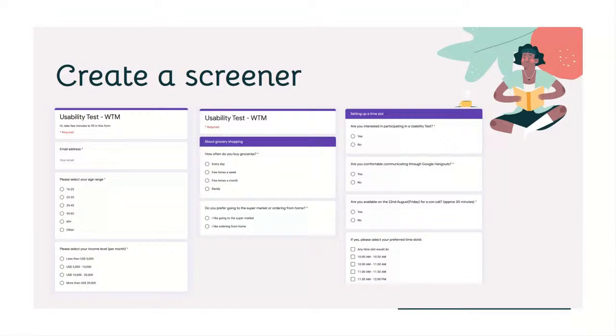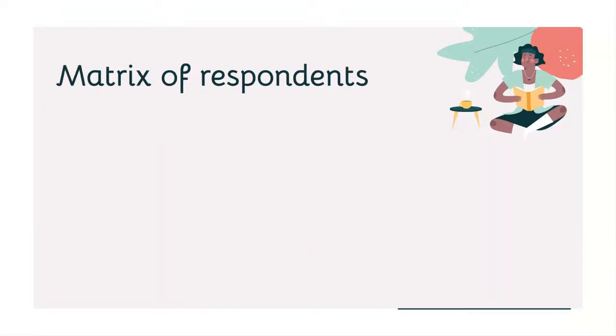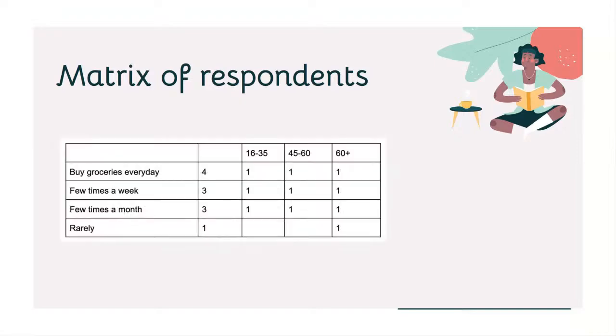After you have shared this and people filled this form, you can create a matrix of the respondents. So there might be like 25, 30 people as an example signed up for this, but you only need like 10 people. So if you have that in mind and if you create the matrix, it would be something like this for just this example.